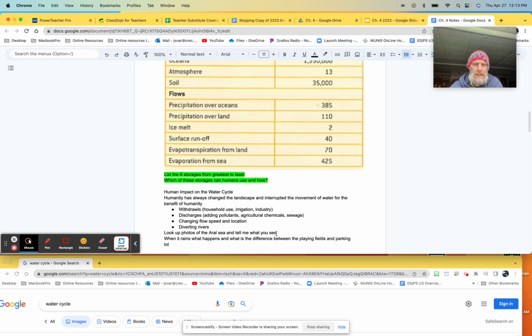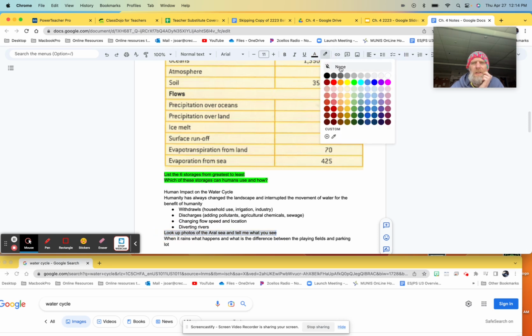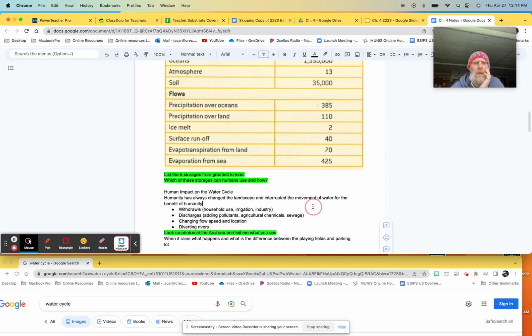This should be highlighted in green. All right, let me do that there. Look up photos of the Aral Sea and tell me what you see. Also, this one here.